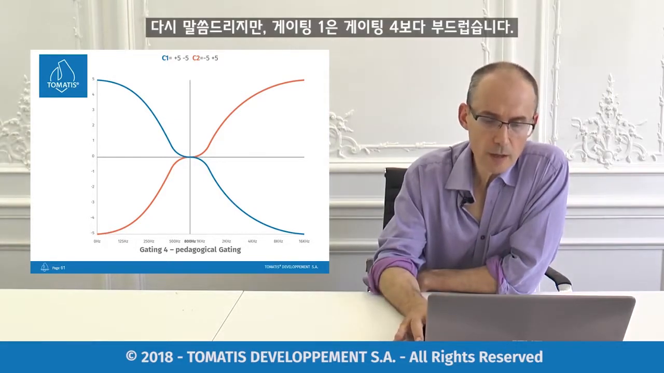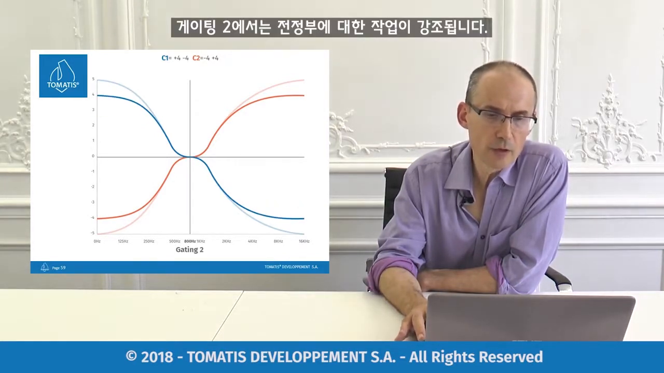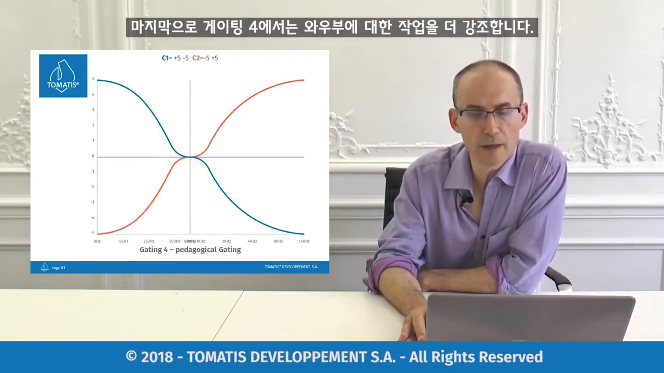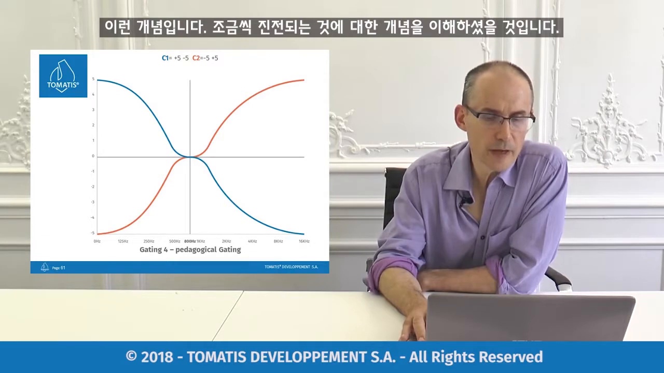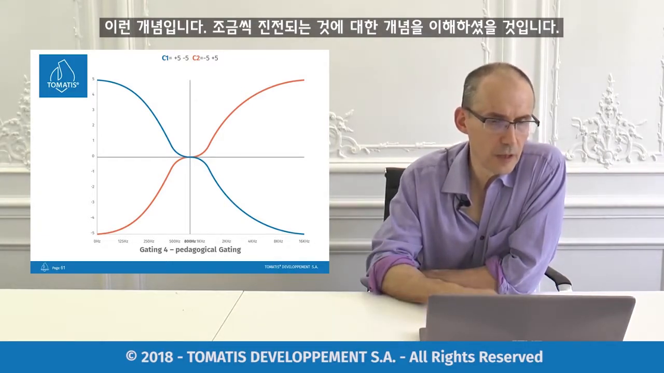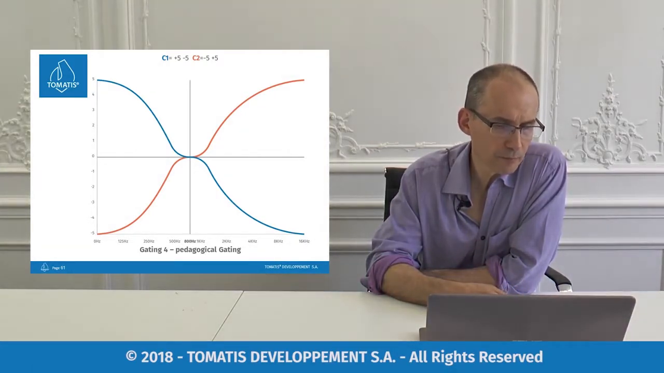So once again, here, gating 1, the softest of all the 4 gatings. Then gating 2, more emphasis on the vestibular work. Gating 3, even more emphasis on the vestibular work. And finally, gating 4, more emphasis now on the cochlear work. This is the idea. So you understand this idea of progressivity. We are more and more gradual in the SR program in terms of contrast.